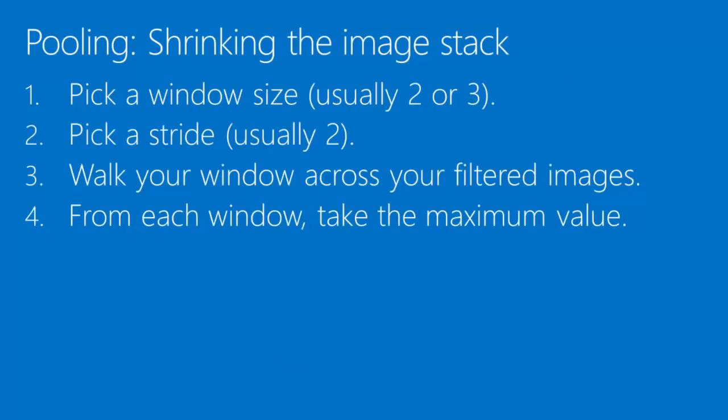So, convolution layer is one trick that we have. The next big trick that we have is called pooling. This is how we shrink the image stack. And this is pretty straightforward. We start with the window size, usually 2 by 2 pixels or 3 by 3 pixels, and a stride, usually 2 pixels. Just in practice, these work best. And then we take that window and walk it in strides across each of the filtered images. From each window, we take the maximum value.